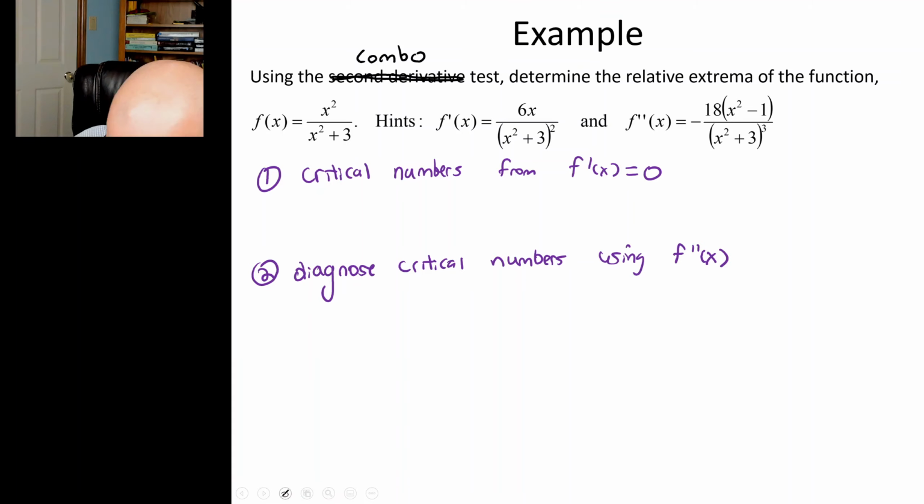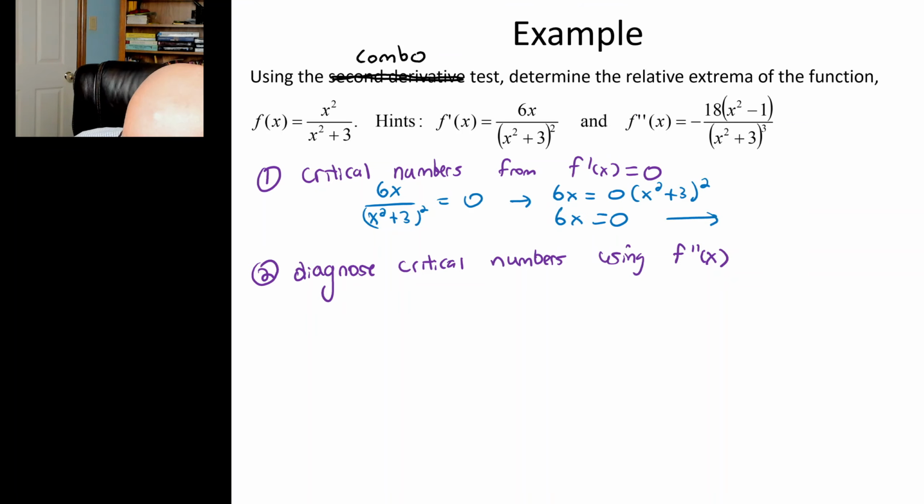Okay, so for the first part, we have 6x over x squared plus 3 all squared is equal to 0. I'm going to cross multiply, so 6x is equal to 0 times x squared plus 3 all squared. That means 6x is equal to 0, which means we have one solution, x is equal to 0.